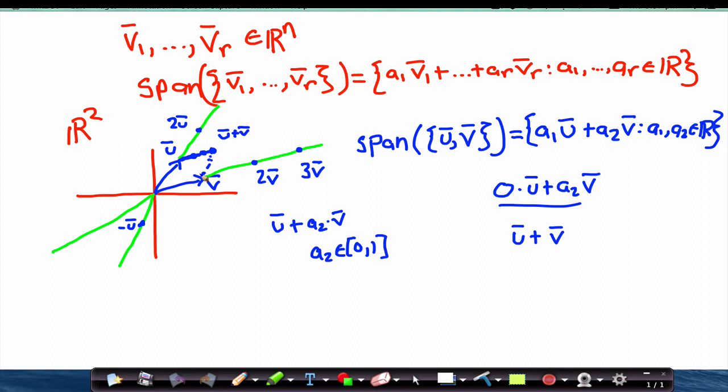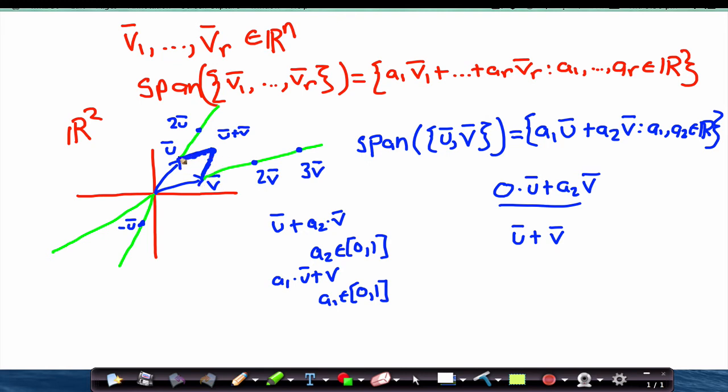Similarly, anything along this line is going to be in the span, right? That's just going to be vectors of the form some number a1 times u plus v, where a1 ranges from 0 to 1. Okay, so everything on these two line segments is also going to be in the span.